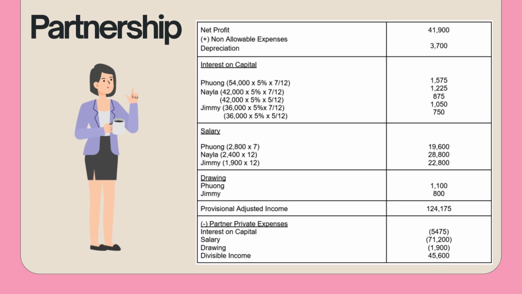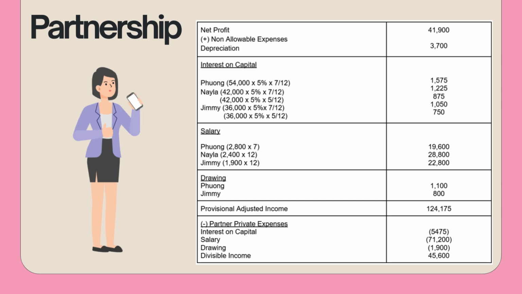To determine the final amount to be shared, the grand totals for each partner expense category are subtracted from this provisional income. Specifically, the total interest on capital of 5,475 ringgit is deducted, followed by total partner salaries of 71,200 ringgit and total drawings of 1,900 ringgit. After subtracting these total private expenses from the provisional adjusted income, the final remaining divisible income is 45,600 ringgit.